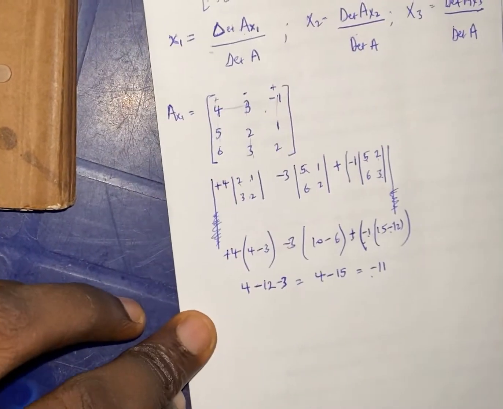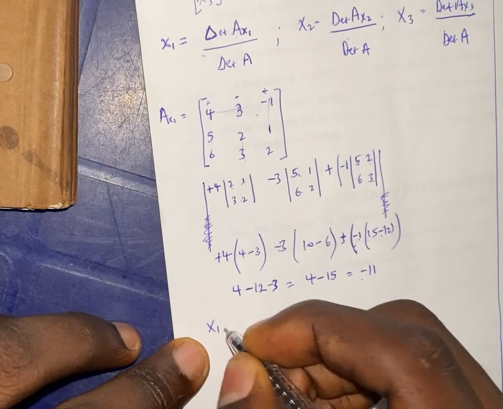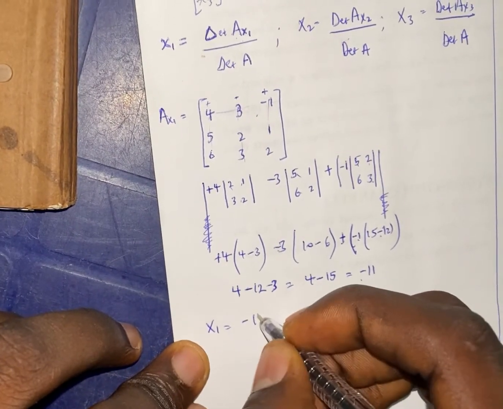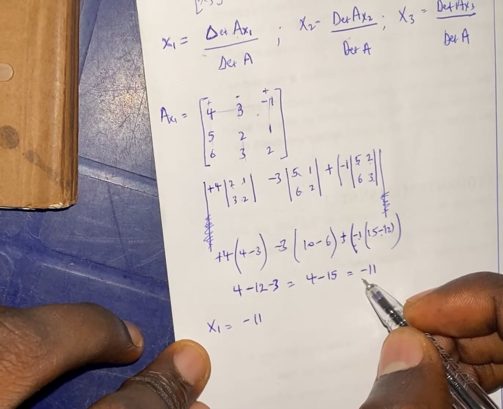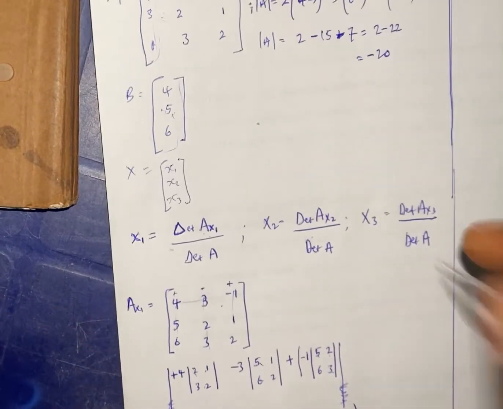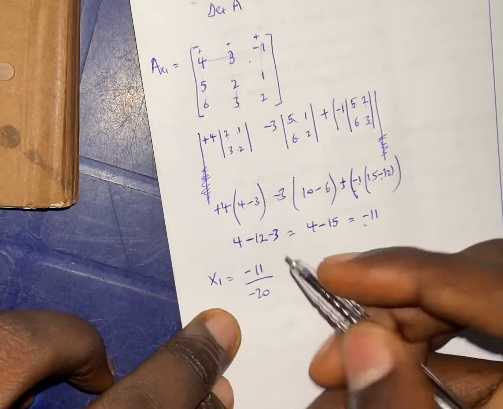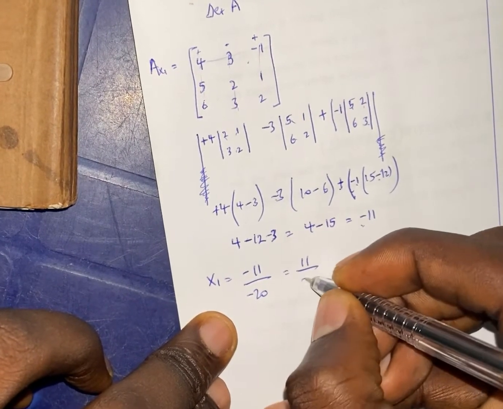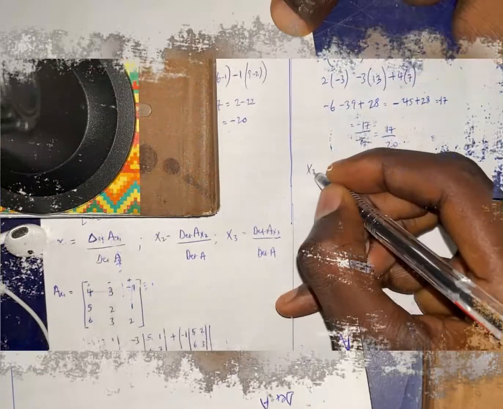So watch out, the value of x1 will be equal to minus 11, that's the determinant of AX1, divided by minus 20, which is the determinant of A. So your answer will be equal to 11 over 20. Let's get the value of x2.